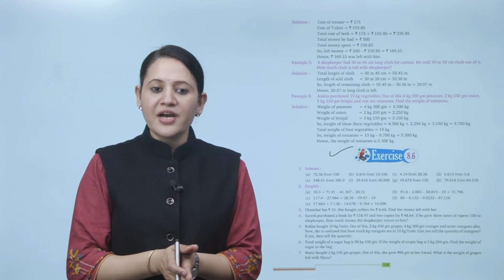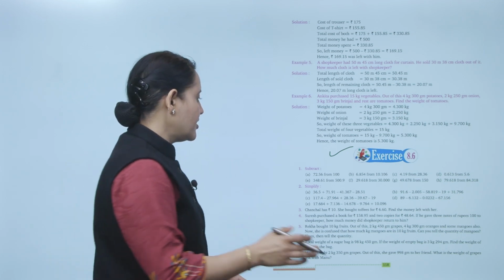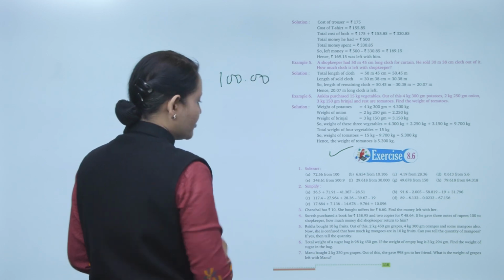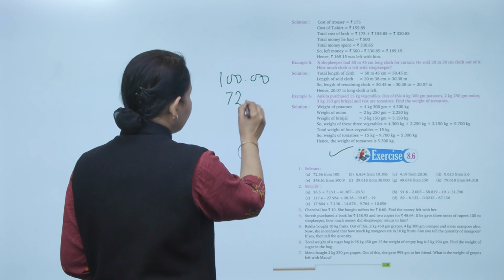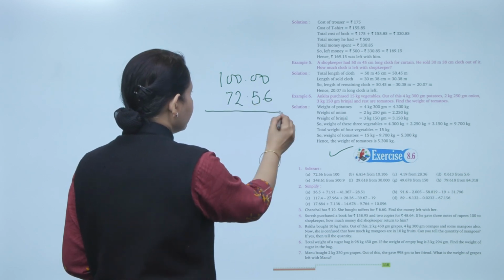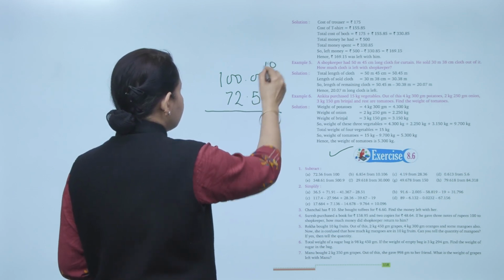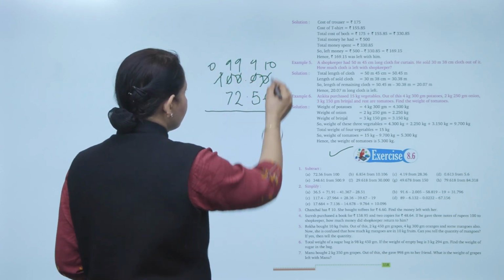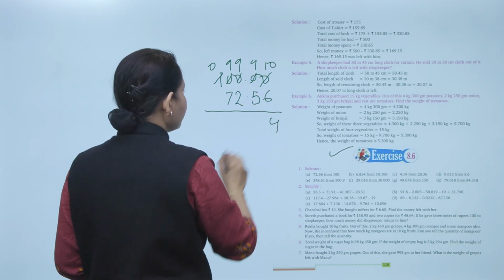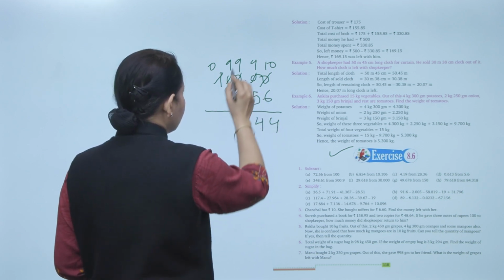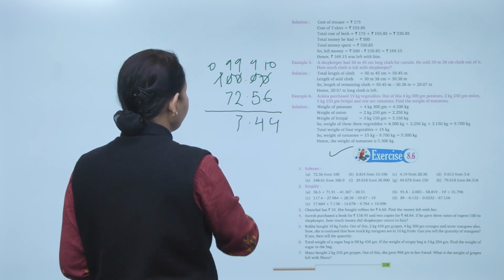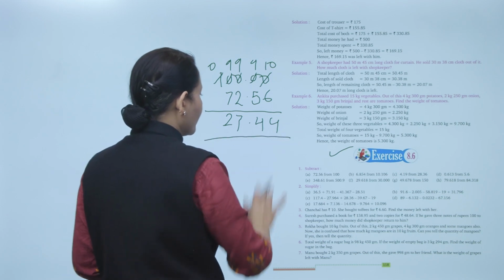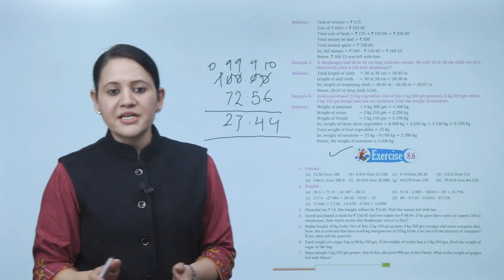Subtract 72.56 from 100. So first we'll convert into like decimals. So 100 will be written as 100.00 and we have to subtract 72.56 from it. 10, 9, 9, 9 and 0. So 10 minus 6, that is 4. 9 minus 5, that is 4. 9 minus 2, that is 7. 9 minus 7, that is 2. So the answer is 27.44. This is how we will subtract decimal numbers. Clear?